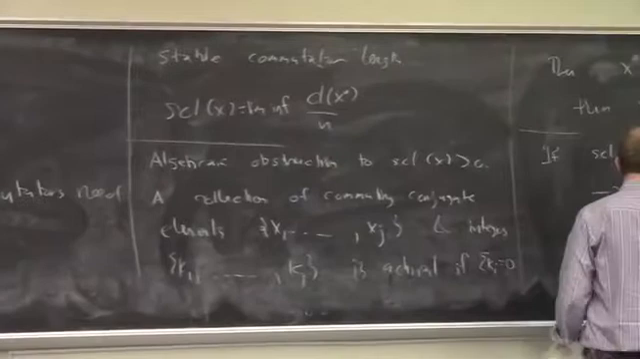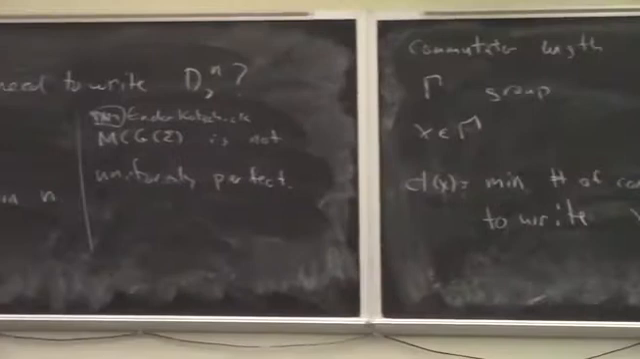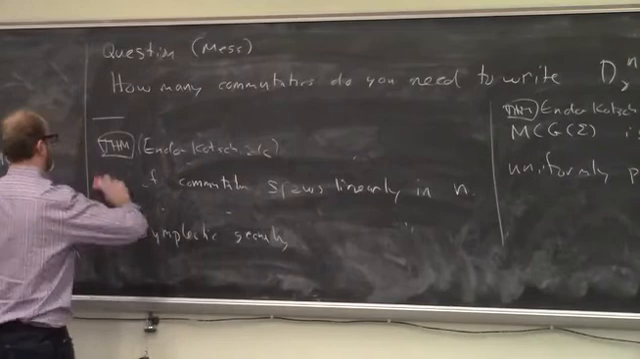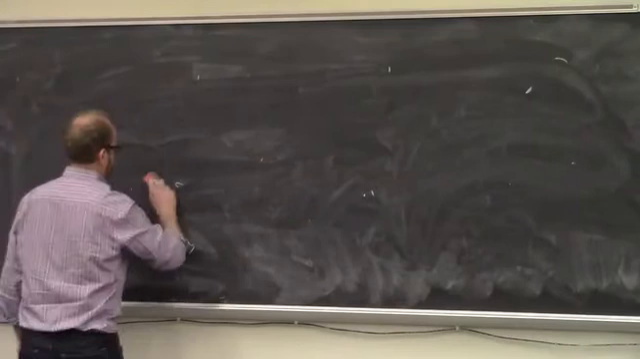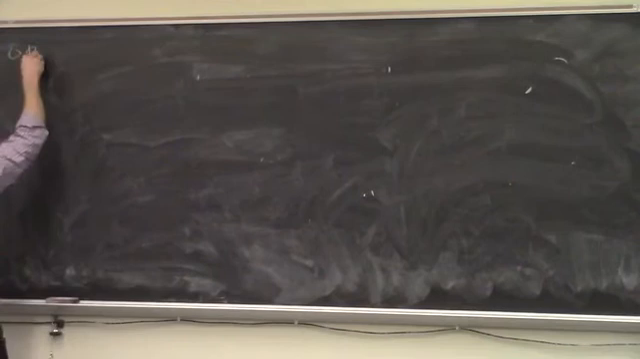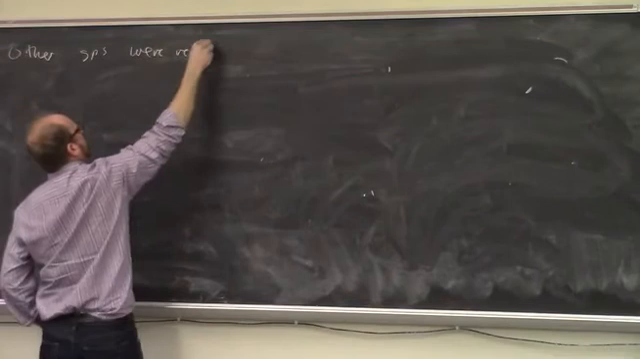Okay, so I want to talk, for most of the rest of the talk, about how you show that this stable commutator length is positive. But before I do, let me say that there are a few other situations where this theorem is known. So, other groups where this is known.